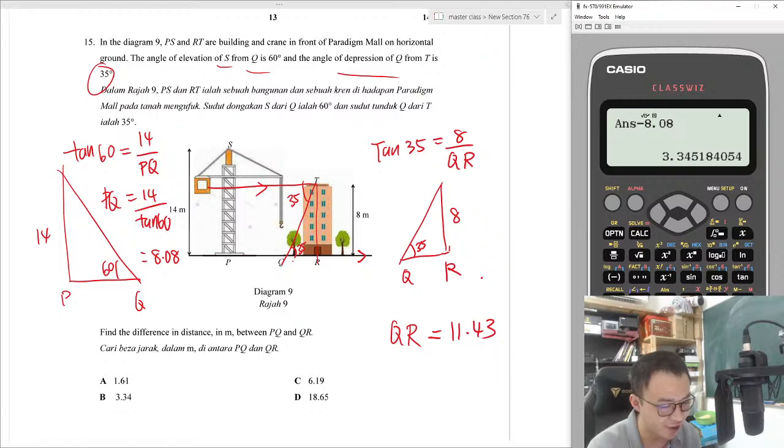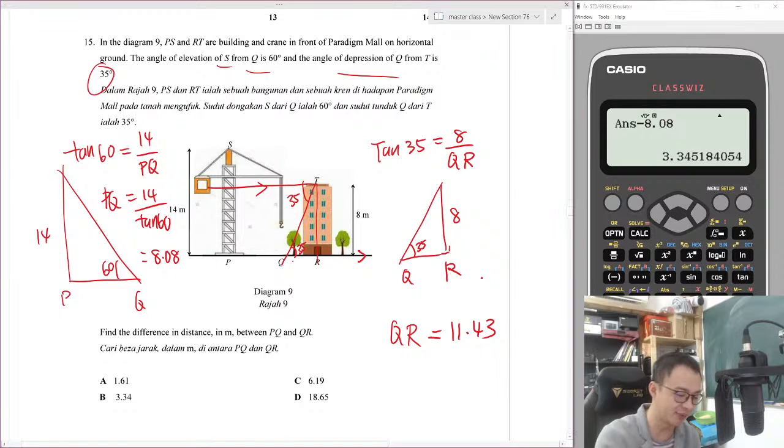The angle of elevation of S from Q is 60 degrees, correct? Then the angle of depression of Q from T is 35. Yeah. Then I circle B, because it doesn't make sense here. QR is 11.43 and this is 8.08.